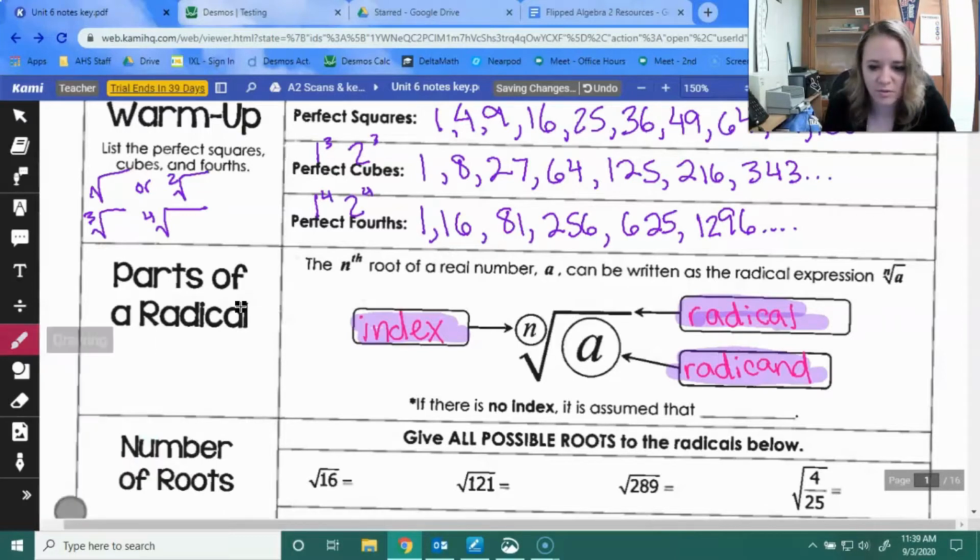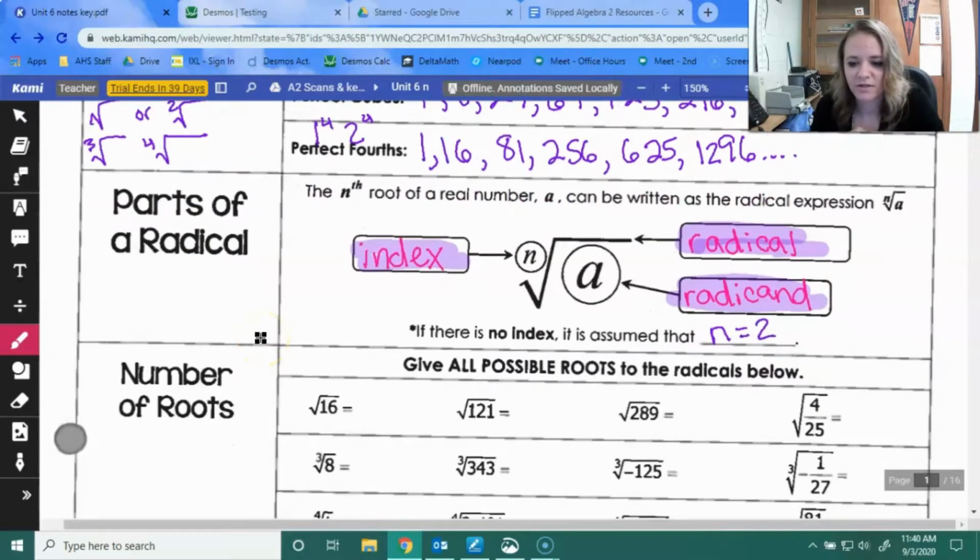If there is no index, like I said a second ago, we assume that n is equal to 2, or plain square root. That's what they're talking about, this right here. Plain square root is automatically a 2. All right?